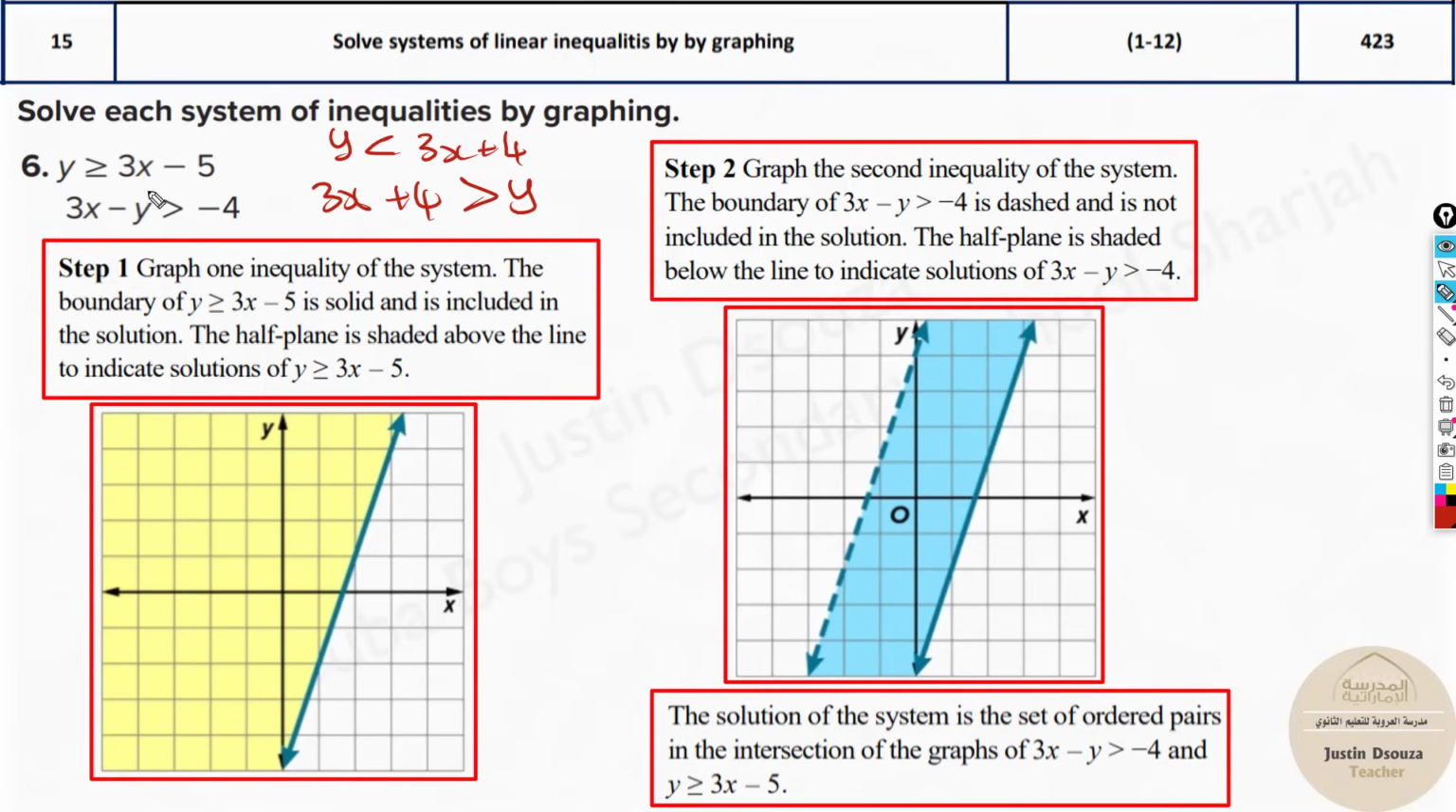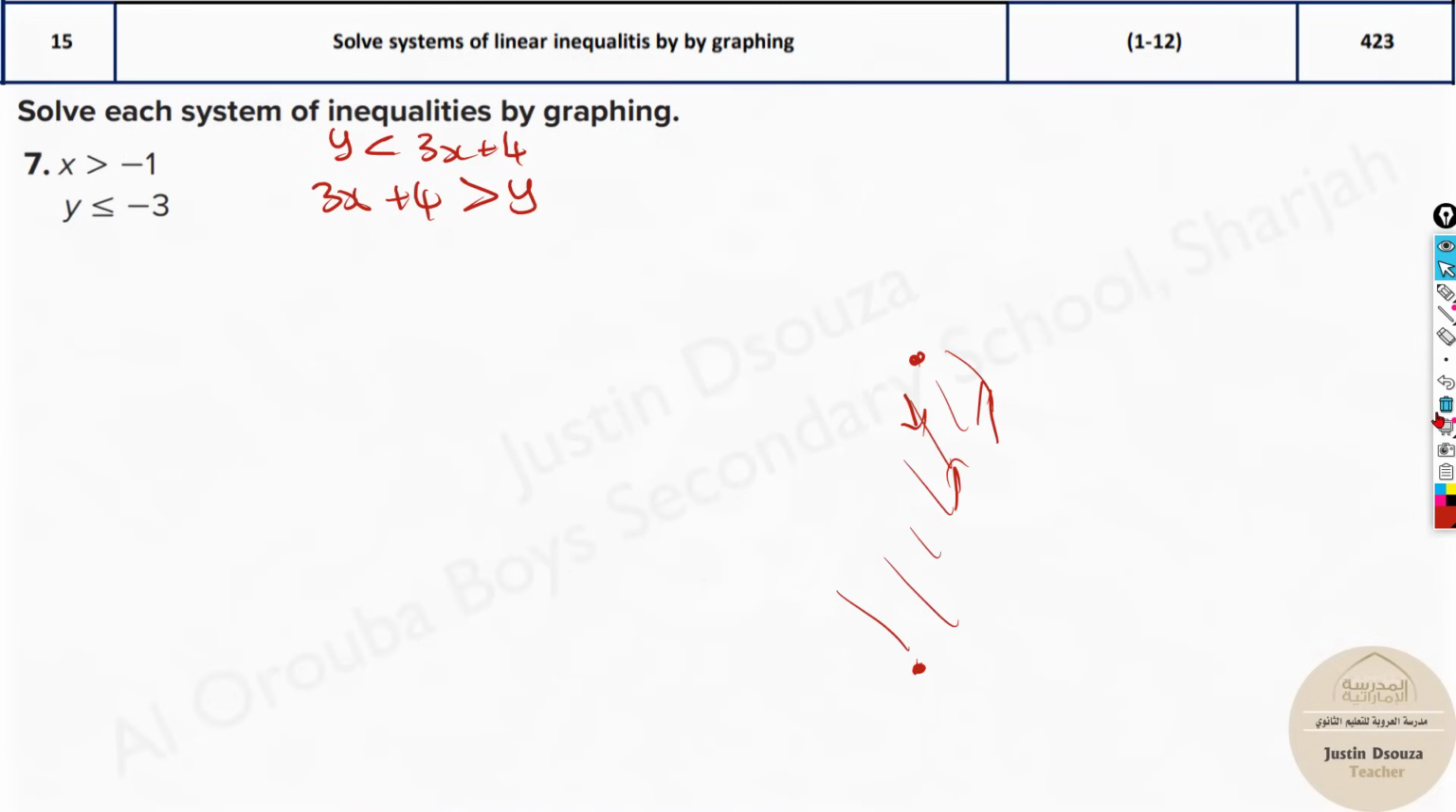Now you can see here y is greater than or equal to 3x minus 5. This is the minus 5 intercept, everything above it, and it's a straight line. Whereas this one was y is less than 3x plus 4. This is the 4 intercept, less than is down. This is the solution region. So that's how we tell it. Now the intersection of the graphs is this part. Same way, please try the other problems by yourselves.